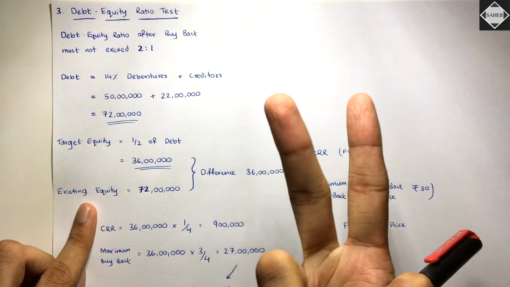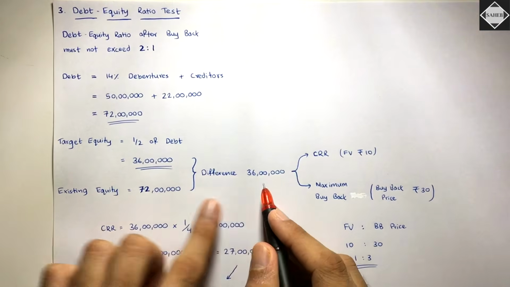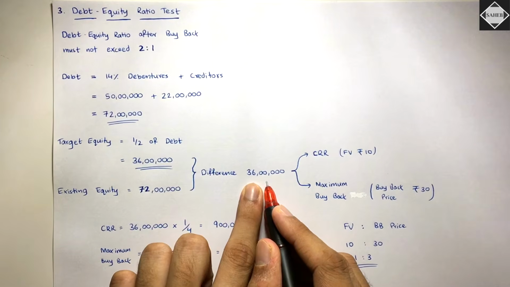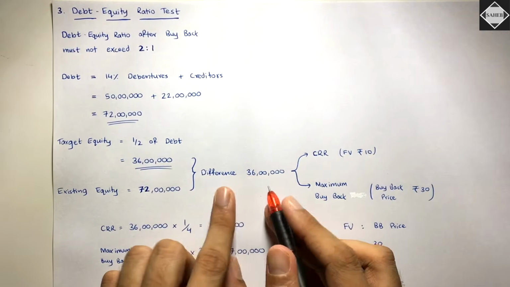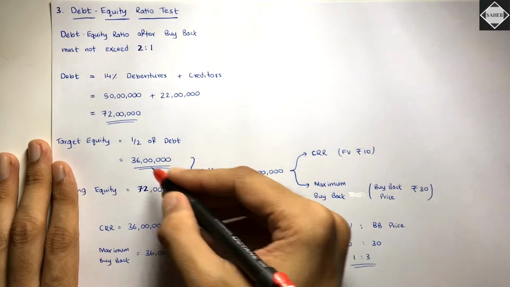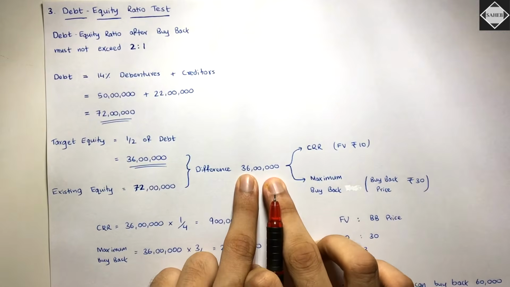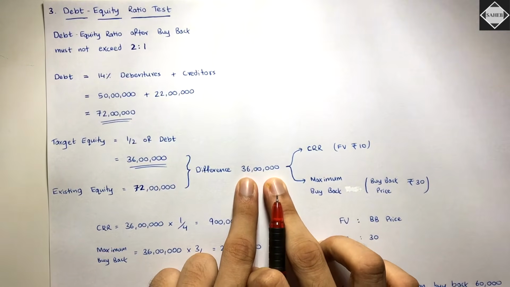Equity share capital, free reserves, and securities premium. Okay, and then we saw the difference between these two. We found that out to be 36 lakh. Always it would not be like this. Okay, right? So anything can come. Here it's just a coincidence that you have exactly half over here. Fine. So now this is the maximum reduction that can happen in equity after the buyback.